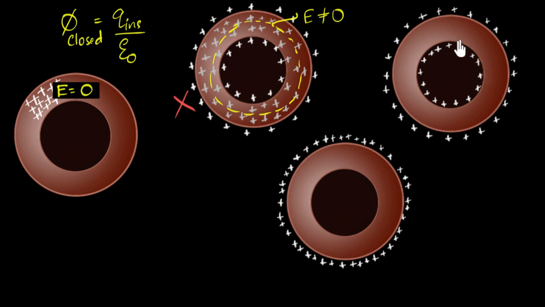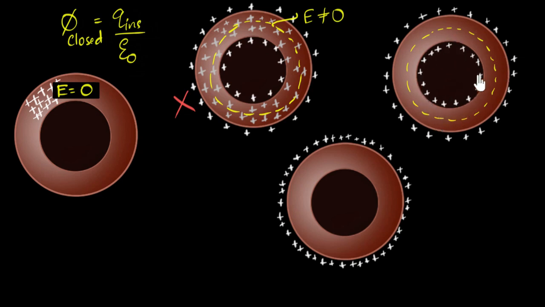All right, let's look at this one. This seems reasonable. There are no charges over here, so maybe there wouldn't be any electric field. How do I check? Well, again, choose a Gaussian surface. I'm going to choose a Gaussian surface, again, just like before. And now I ask myself, is there charge enclosed by this Gaussian surface? And the answer is yes.